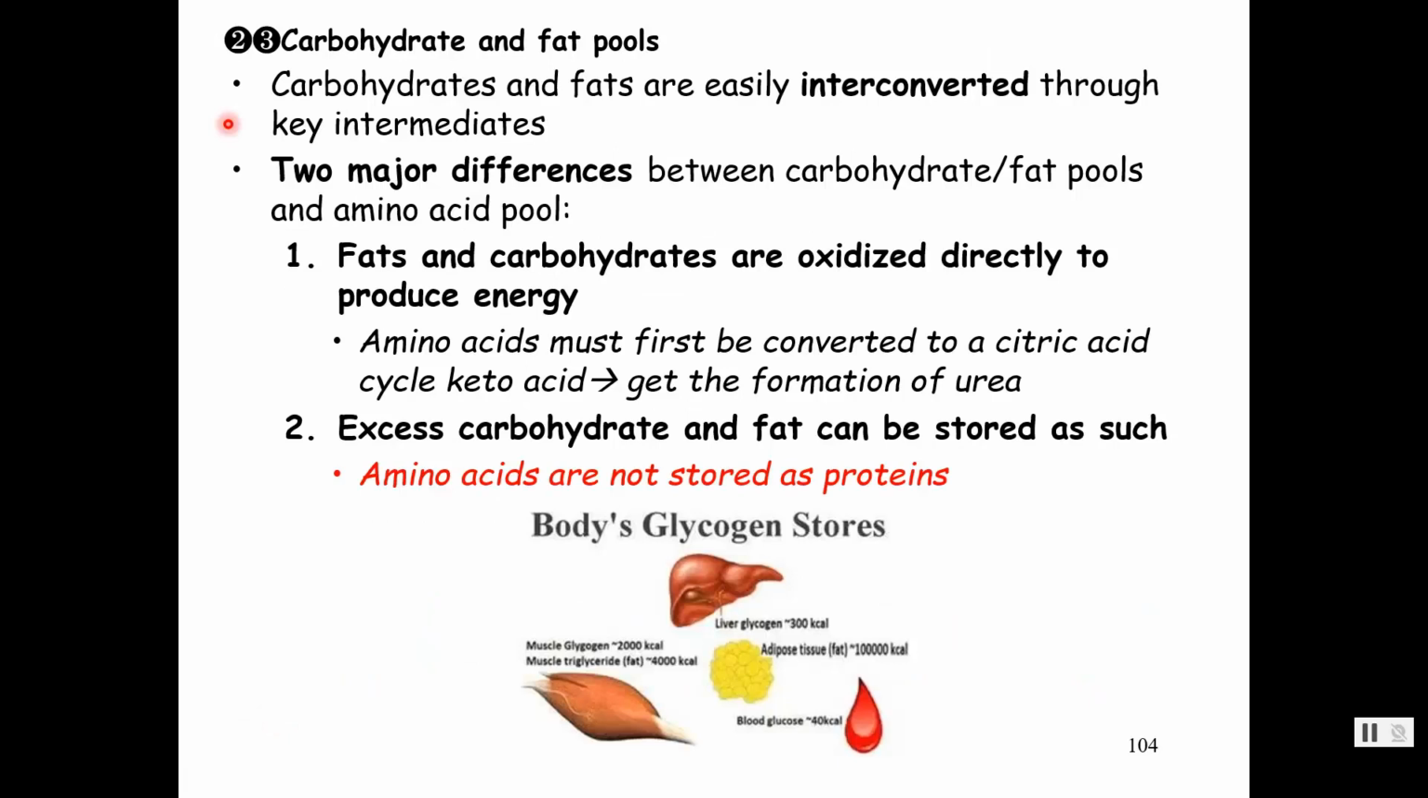All right, so carbohydrate and fat pools. Carbohydrates and fats are easily interconverted through key intermediates. The major difference between carbohydrate and fat pools and the amino acid pool is that fats and carbohydrates are oxidized directly to produce energy. Amino acids, we're going to cleave off that amino group, so we get the formation of urea, because we're going to make a keto acid, and then we can put it in the citric acid cycle and metabolize it for energy. Excess carbohydrates and fats can be stored as glycogen or as adipose tissue, but amino acids are never stored as protein, so we don't have a protein storage unit.